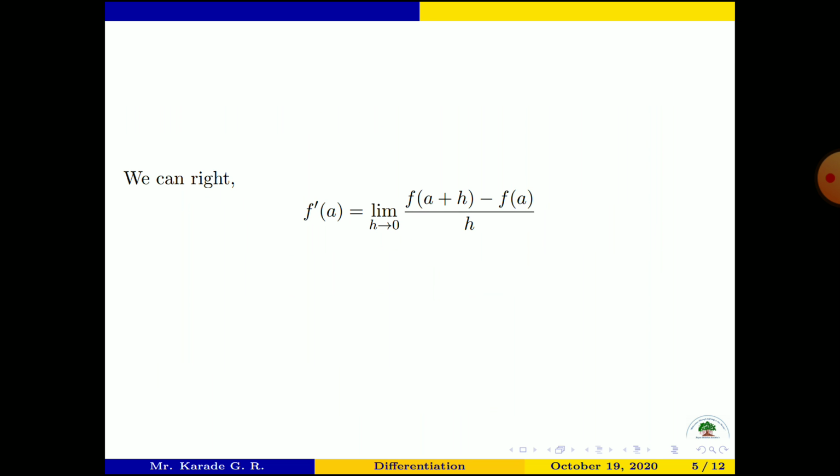So this is similar to saying that f dash of a is equal to limit h tends to 0 of f of a plus h minus f of a divided by h. So in this way, the formula for differentiation of a function f at point a is obtained. The formula for differentiation is obtained from the Taylor's expansion of function f about point a in powers of h. Okay, so that is very simple.